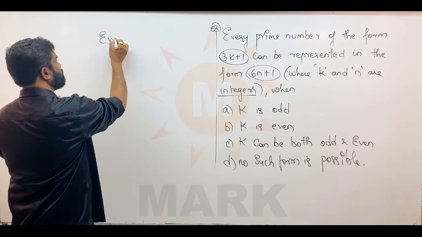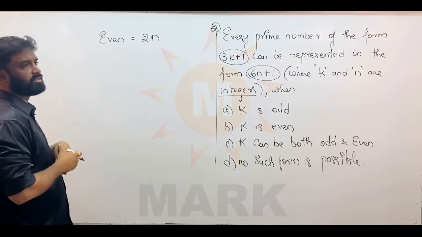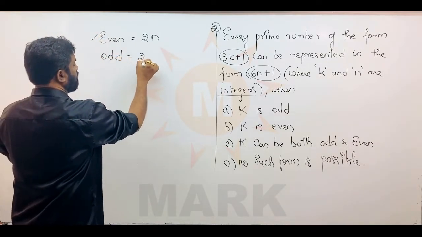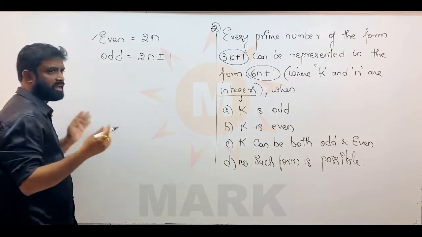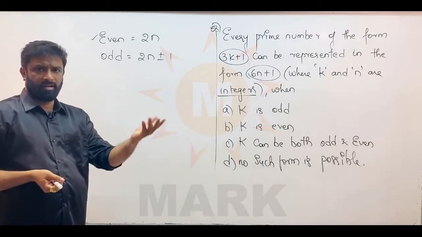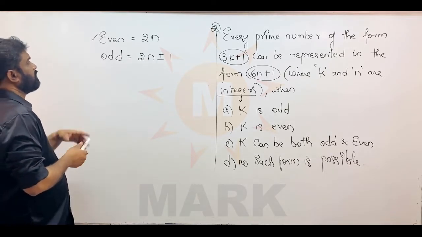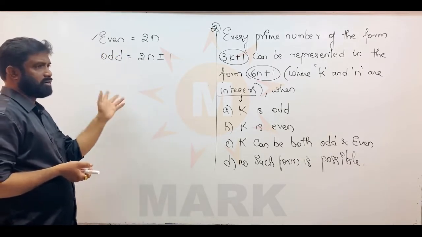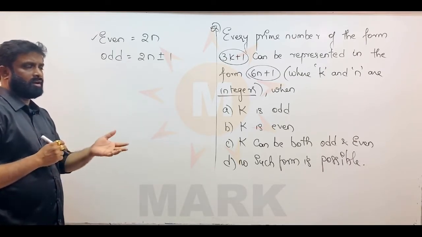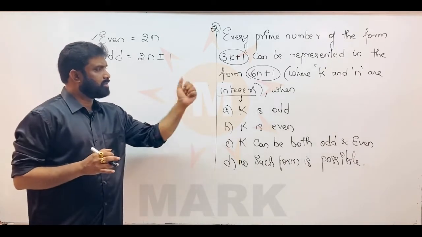An even number can be written in the form of 2n. Any number in the form of 2n, we will call an even number. An odd number should be in the form of 2n plus or minus 1, where n is an integer. Sometimes you will get positive integers, sometimes negative integers. If n is taken as natural numbers, well and good. Now even should be in the form of 2n and odd should be in the form of 2n plus 1. This is the only point that we should know to solve this question.